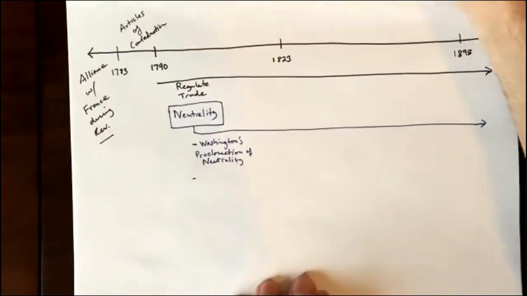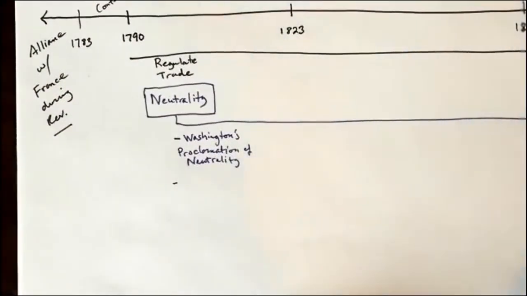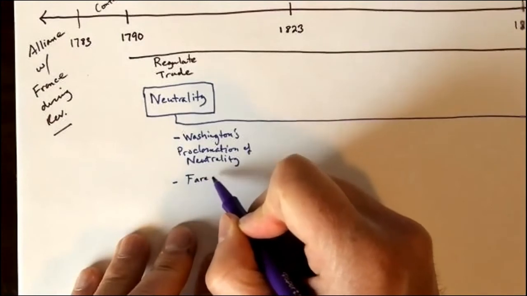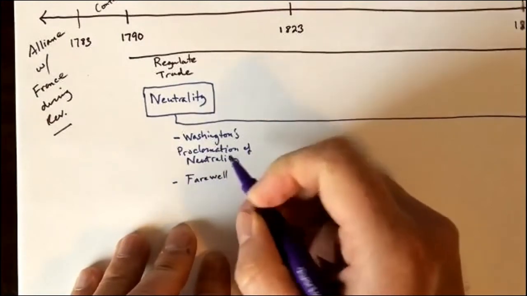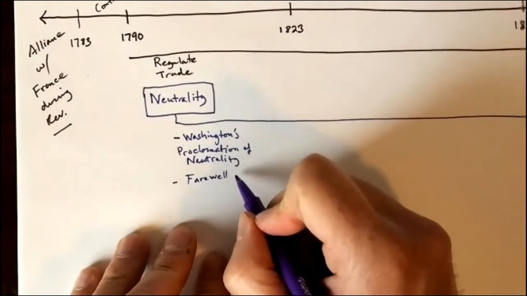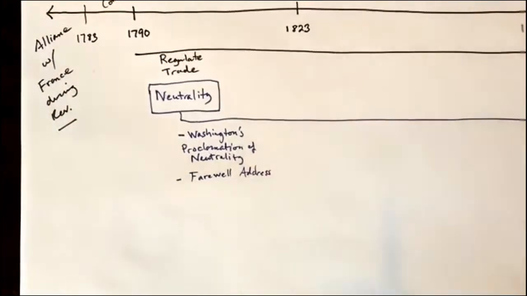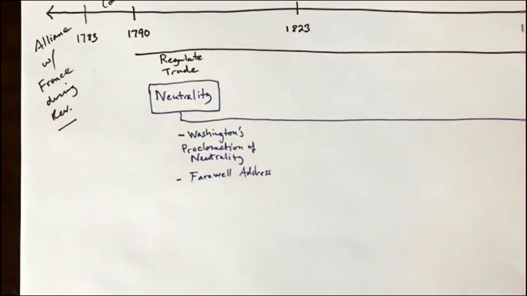I'm going to zoom in here so we can see this a little bit better. There we go. Now, there are other things, obviously, that build on this initial proclamation of neutrality. So we see the farewell address, Washington's farewell address, in which he basically warns against getting involved with foreign alliances. And Washington's farewell address also warned about getting involved in political parties. That part was pretty much ignored as we see the Federalists and the Democratic Republicans starting to emerge.